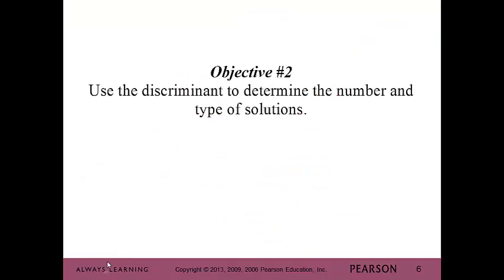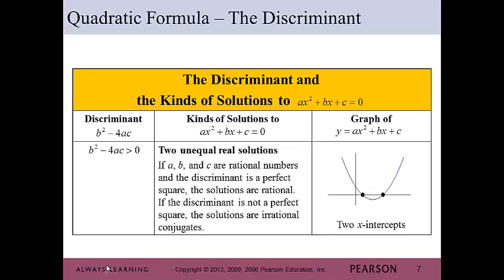Objective 2 says use the discriminant to determine the number and types of solutions. Your discriminant is found by doing b squared minus 4ac. So the value that's underneath the square root in this quadratic formula. If b squared minus 4ac is greater than 0, so this means positive, if your discriminant is positive, then you have two unequal real solutions, meaning that you're going to end up with two x-intercepts.